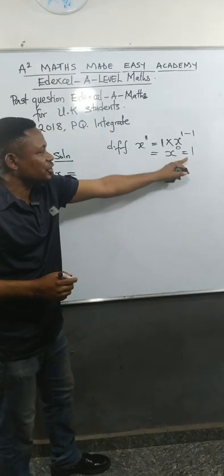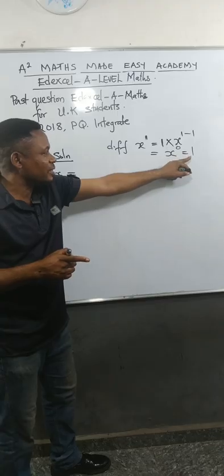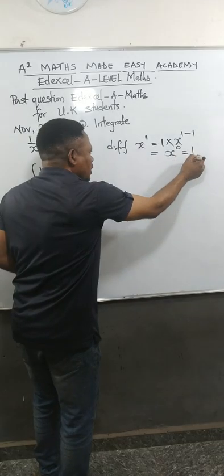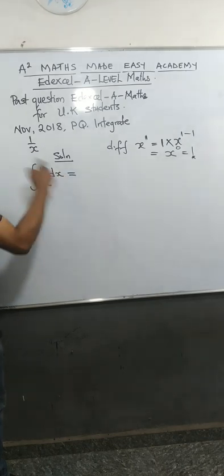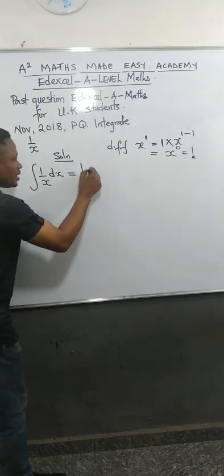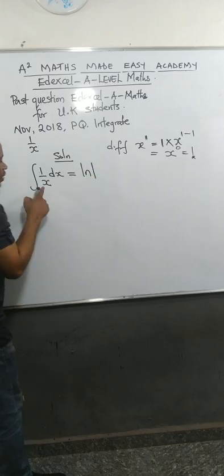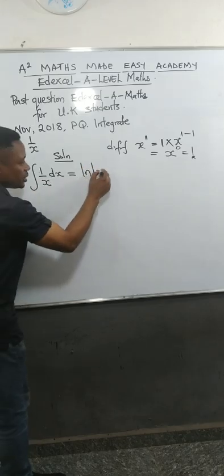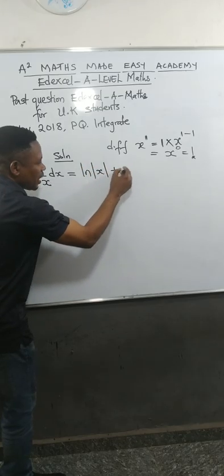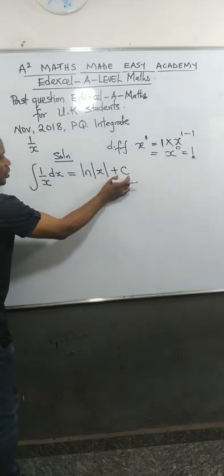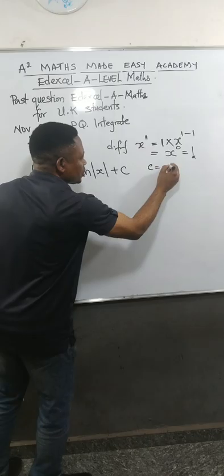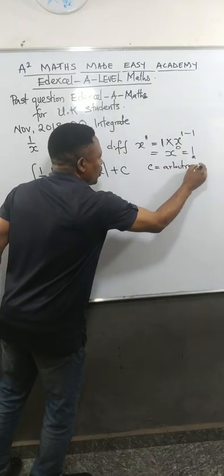Now, since you differentiated the denominator and the answer is 1, the question is, does it correspond with the value of the numerator? Yes. If it corresponds, it directly tells us that the answer is ln of the absolute value of the denominator, which is the absolute value of x, then finally plus what? C. Why do we choose to introduce plus c? This is called an arbitrary constant.